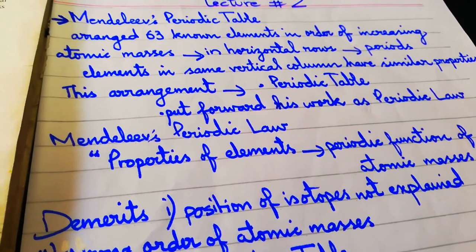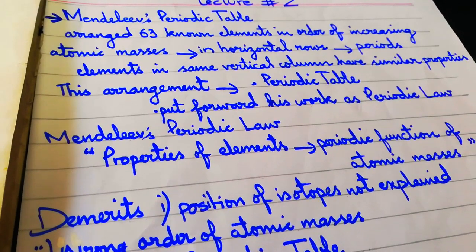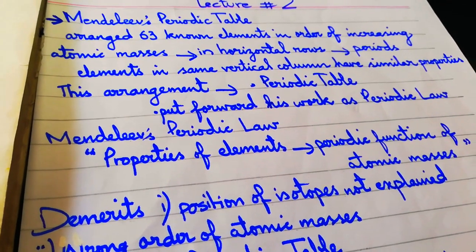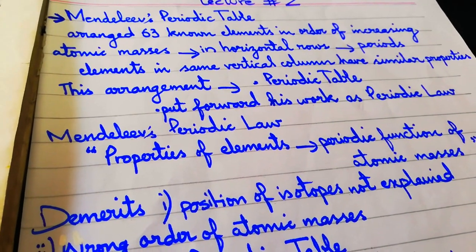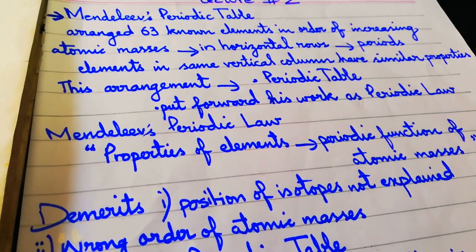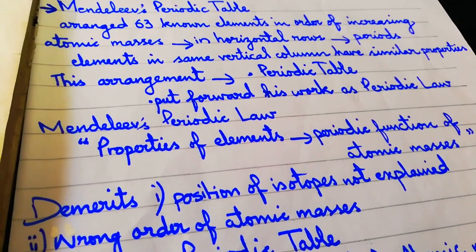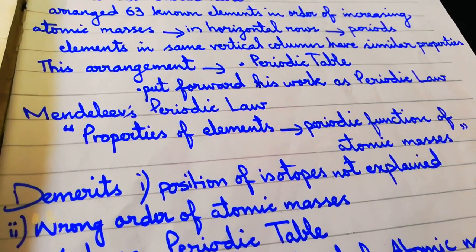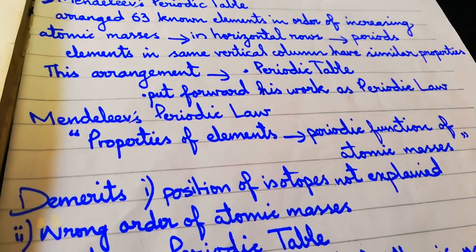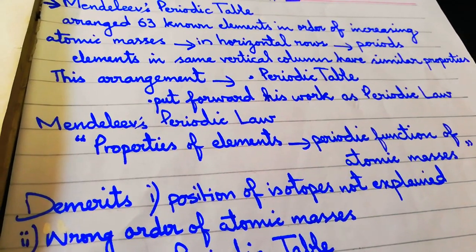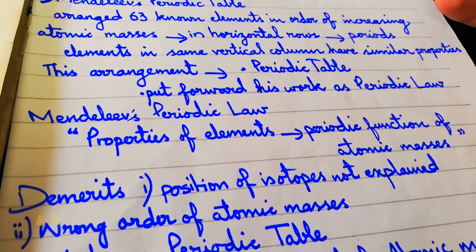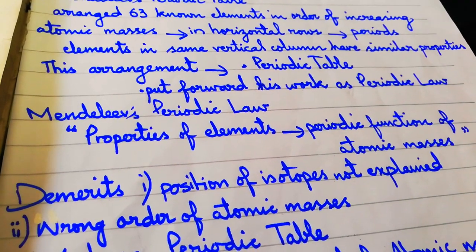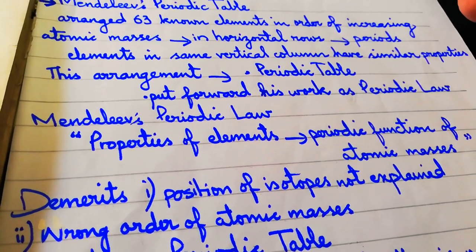And when Mendeleev put forward his work, he stated the periodic law. What is the definition of Mendeleev's periodic law? Properties of the elements are the periodic function of the atomic masses. It means that the element properties are periodically functioned because of the atomic masses.